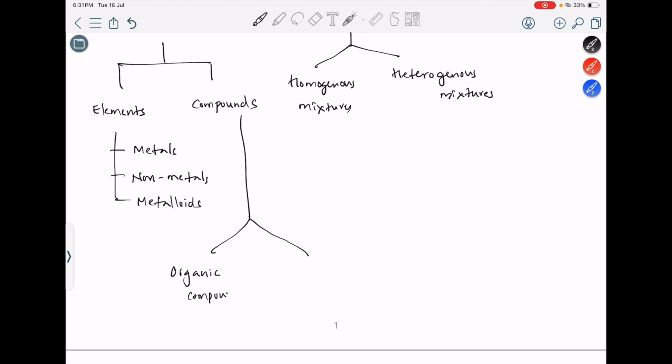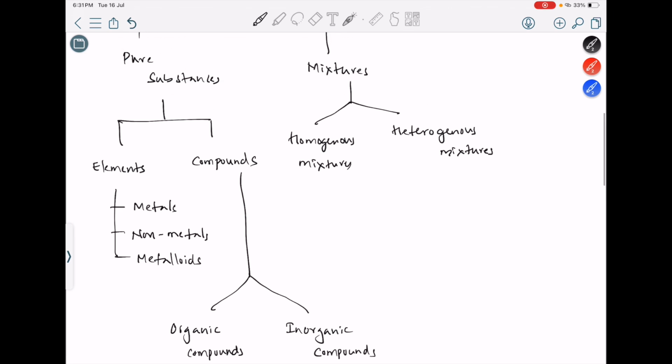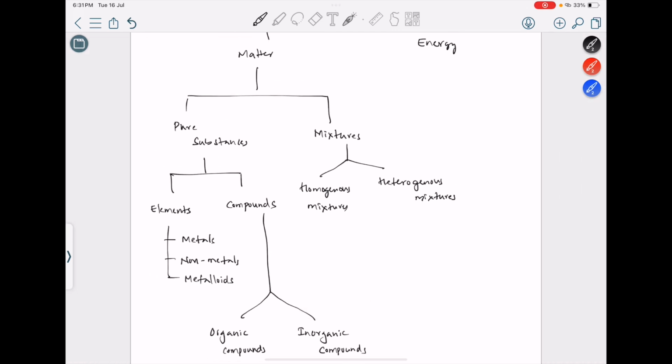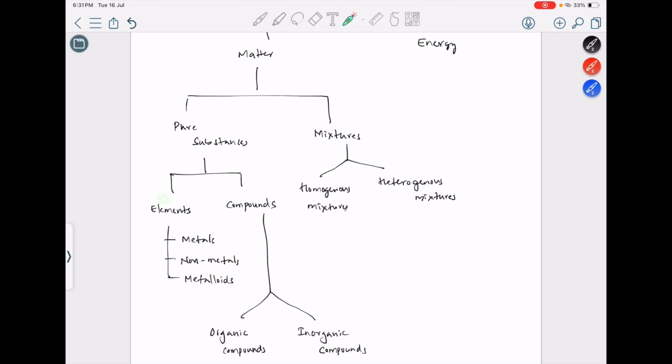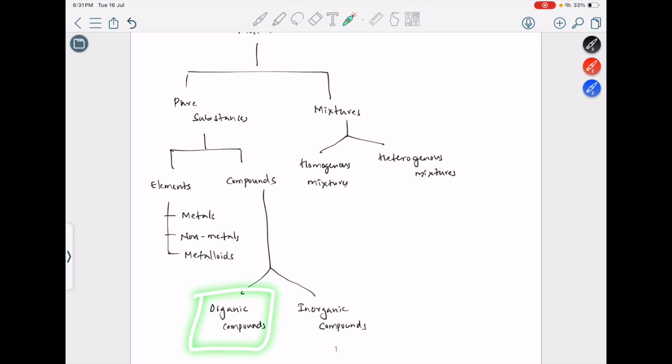If I talk about compounds, these compounds are classified into two more categories. The first category of compounds is organic compounds, and the second category is called inorganic compounds. So this is the flow chart of the entire classification of matter. First we have pure substances, then mixtures, and pure substances are further classified into elements and compounds. Elements include three categories: metals, non-metals, and metalloids, whereas compounds include organic compounds and inorganic compounds. So this is all about pure substances.